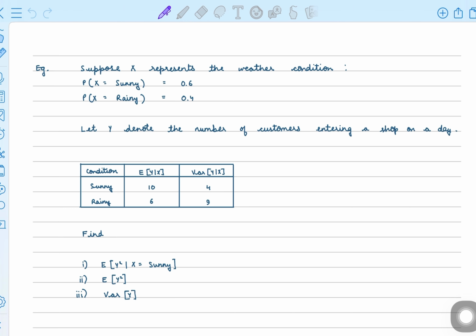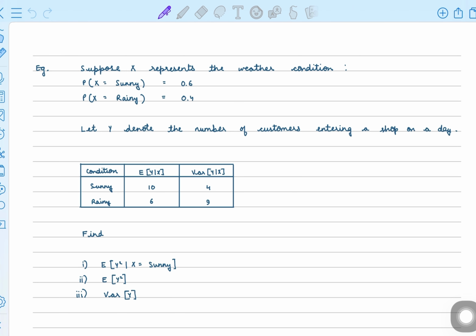Now, we look at an example which involves the use of the identities that we've covered above. This example says, suppose the random variable x represents the weather condition. The probability that the weather is sunny is 0.6 and the probability that the weather is rainy is 0.4. Then another random variable y has been introduced. This denotes the number of customers entering a shop on a day.